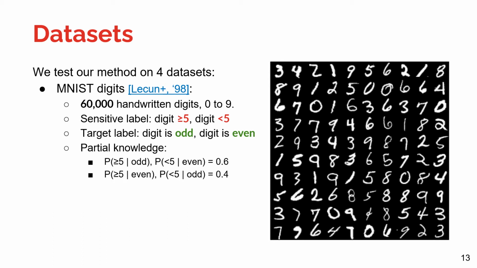The first one, which is kind of a toy example, uses the MNIST digit dataset. This dataset is comprised of about 60,000 handwritten digits between 0 and 9. Here we define the sensitive label to be whether or not a digit is bigger or equal to 5, and the target label is whether a digit is odd or even. The partial knowledge then comes by definition. So for instance, given that a digit is odd, the probability of it being bigger or equal to 5 is 60%. It's 3 out of 5.